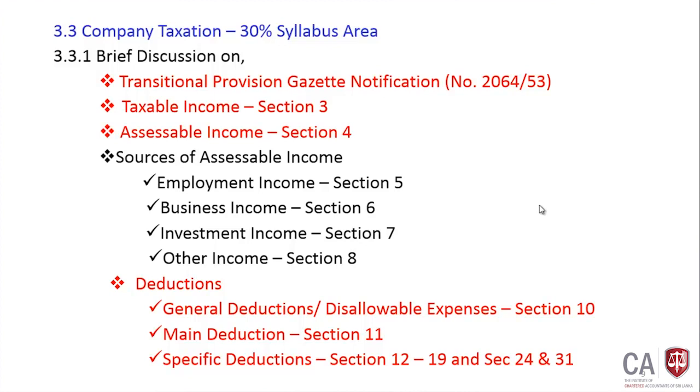Then the deductions, very important for your examination in the Act. There are three main criteria for deductions. One is the general deductions. However, it's named in the Act as general deductions, but in your wording it is actually disallowable expenses. Then disallowable expenses in section 10, main deductions in section 11, and all other specific deductions in section 12 to section 19, and specifically section 24 and section 31, really, really important.